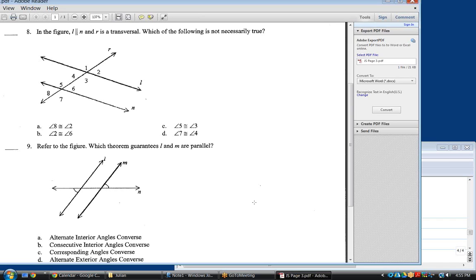Is 2 equal to 6? Yes. Is 5 equal to 3? Aren't they both obtuse? Yes, they have to be equal. You don't have to do anything else but tell whether these things are obtuse or acute.